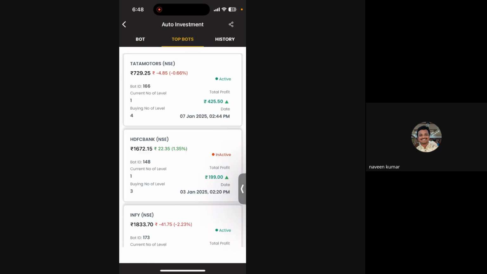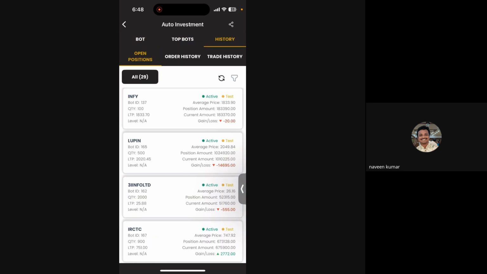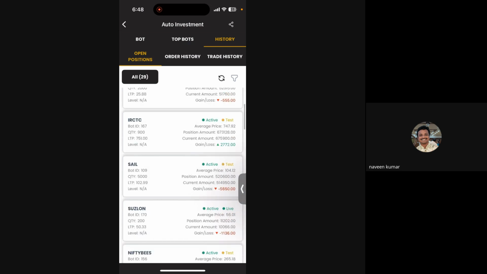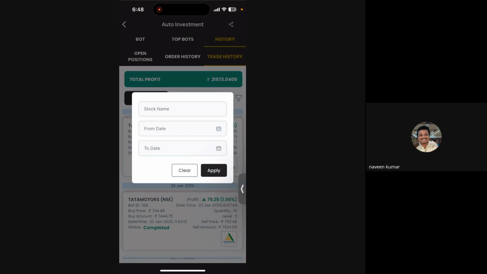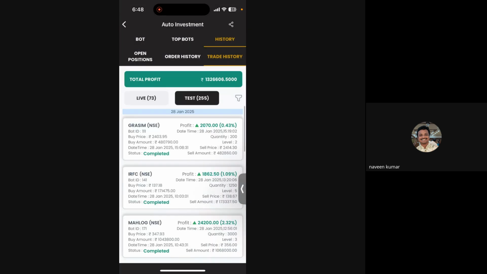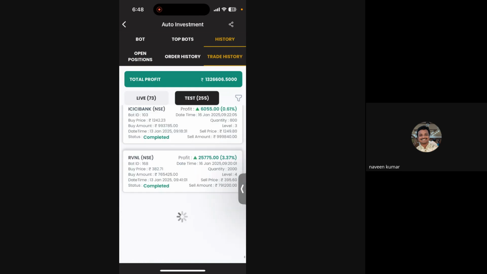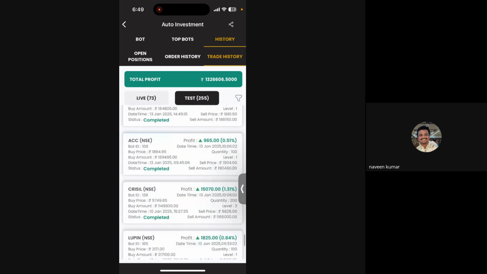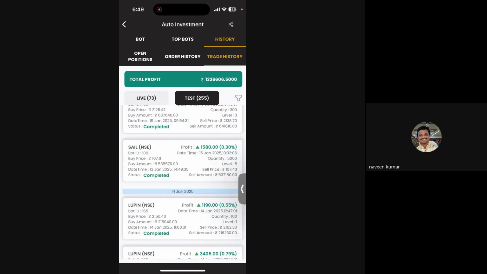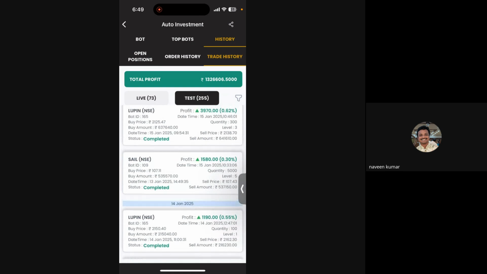So you can just see here the top bots history. Okay, you can see all the history that has been made, and you can filter out which stocks are doing well, and check it out. I started this from October. You can just scroll down and see how, from October, it has already accumulated 13 lakh 26,000 with an investment of around say 40 lakhs.